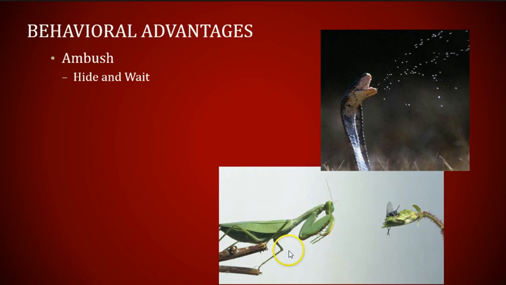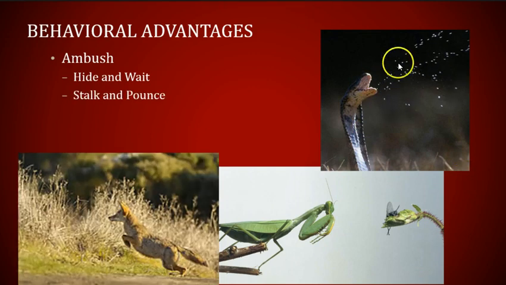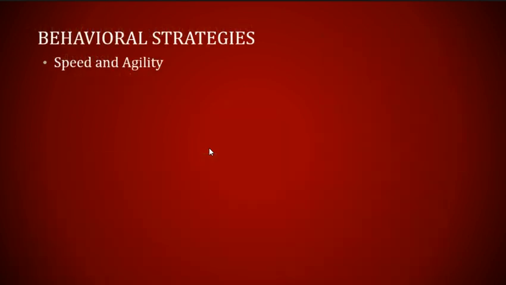And here is a praying mantis, and they will just sit there really still, and then as soon as the prey comes within striking distance, they will strike. This is a spitting cobra. They will actually spit. Now this is actually more of a defense, by the way, so that's kind of under the spray category, but anyway. This is a cutie little coyote who is about to stalk something and pounce on it. So stalk and pounce, hide and wait. These are predator strategies.